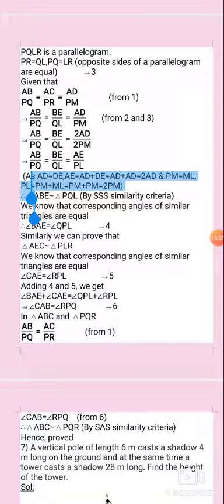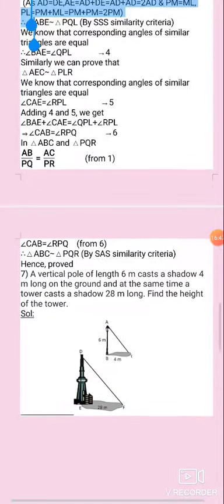Now listen, this one is a somewhat difficult question. Go through it one or two times, you just revise it. Okay. Now the next question, a simple one.